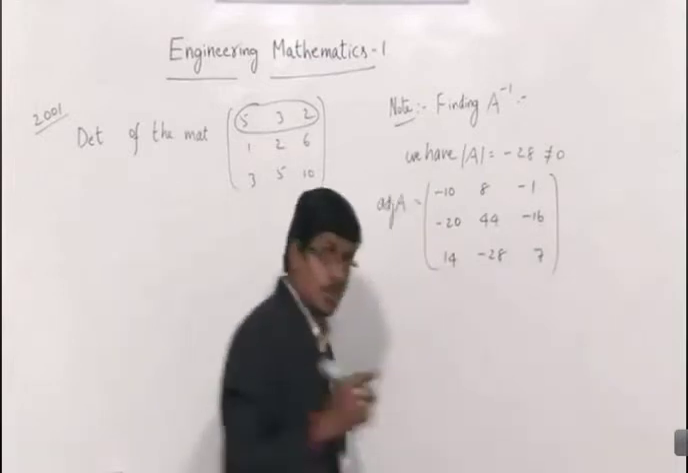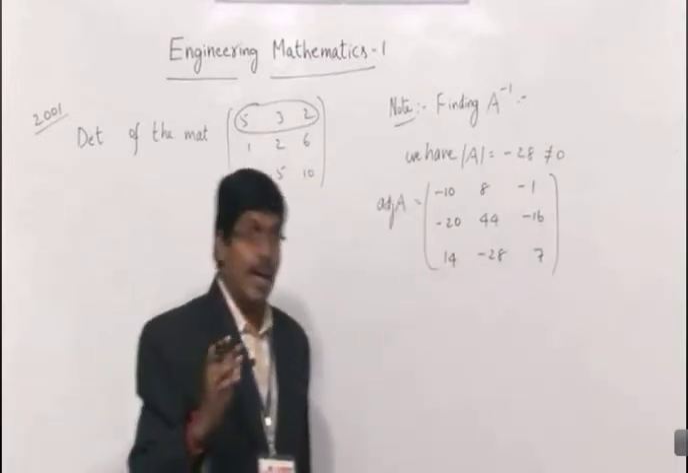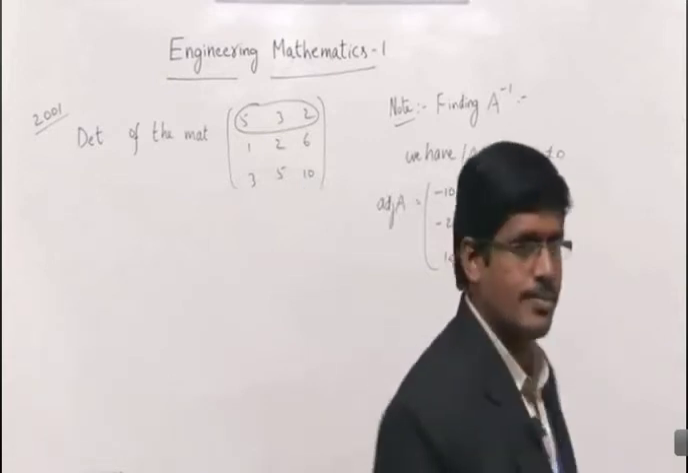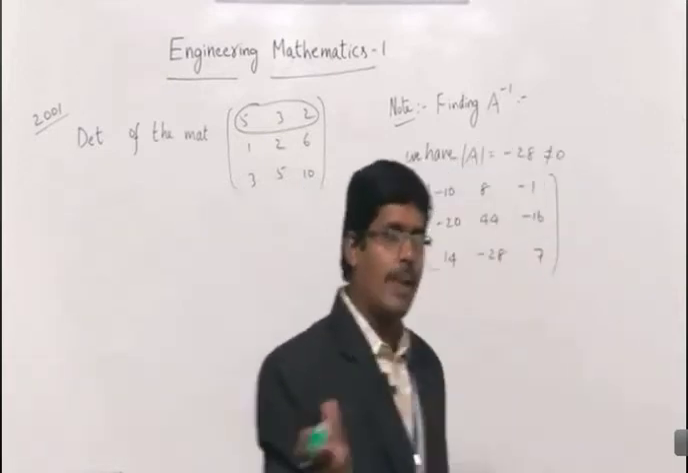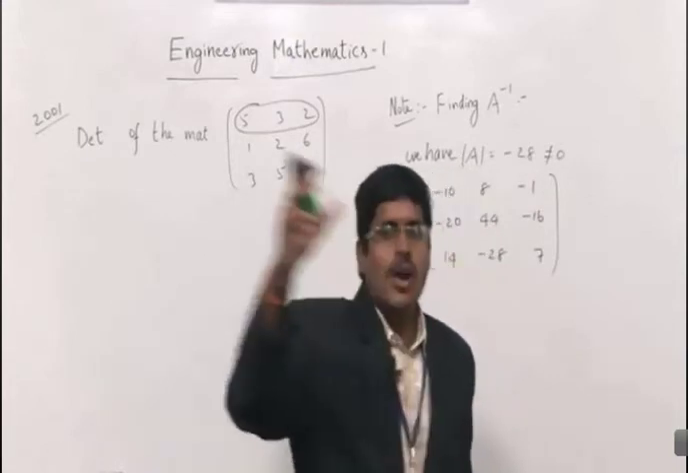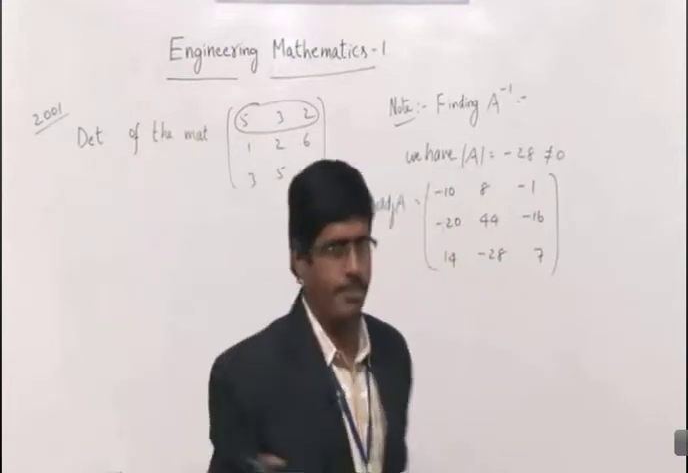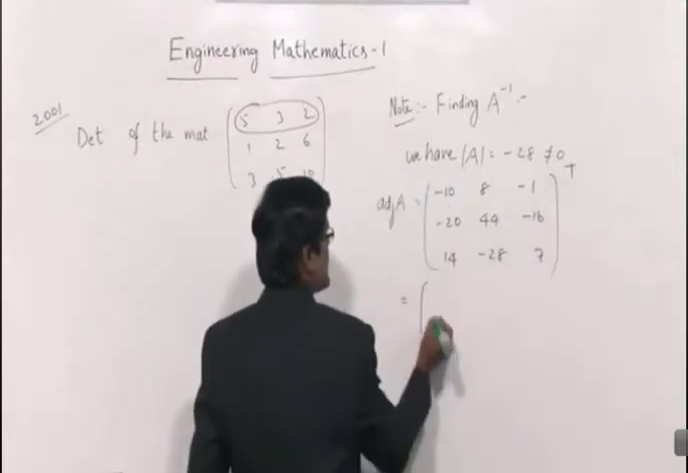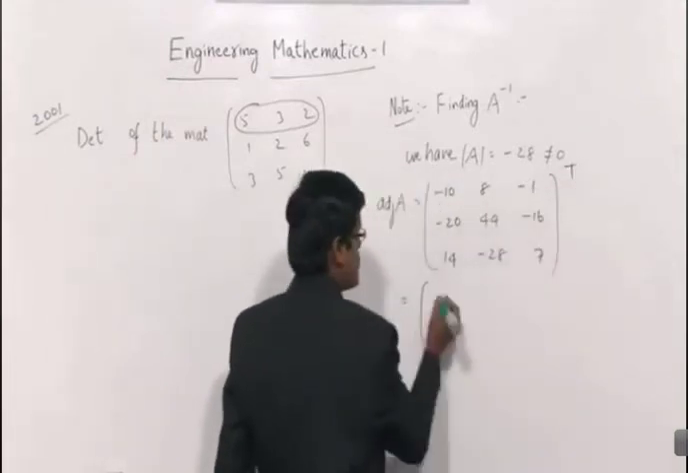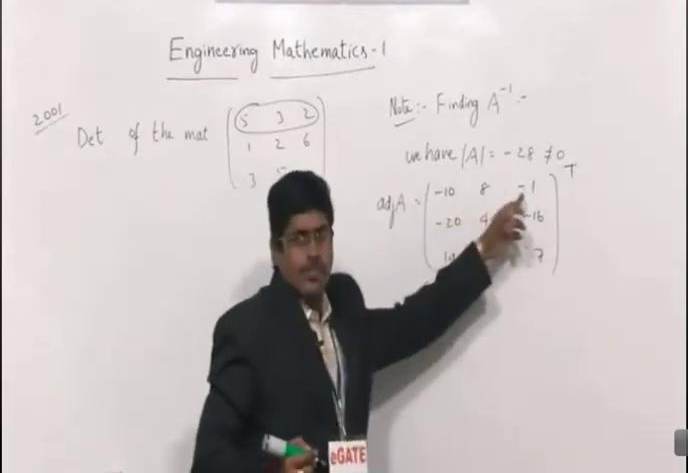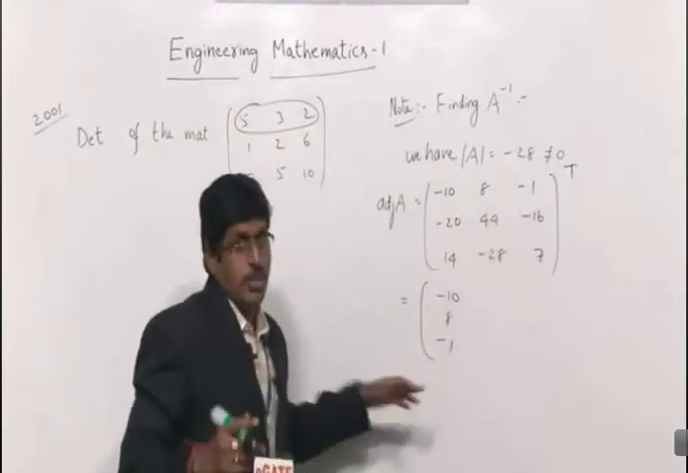I hope everyone understands: into plus, into minus, in the last I am saying, that indicates minus 1 raised to i plus j pre-multiplying. Okay, after finding the minor of an element, pre-multiply by either plus symbol or minus symbol, that depends on minus 1 raised to i plus j. Okay, and then transpose. So what you will be getting, interchanging rows and columns, minus 10, 8, minus 1. So here the first row after transposing becomes first column.